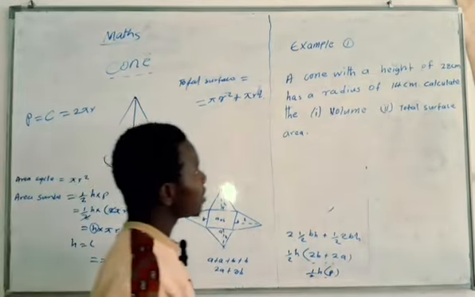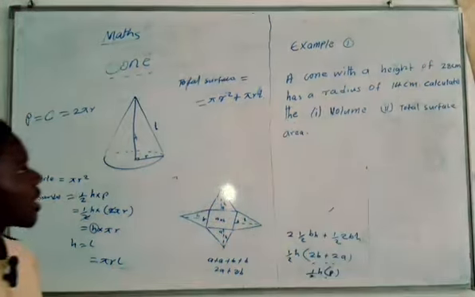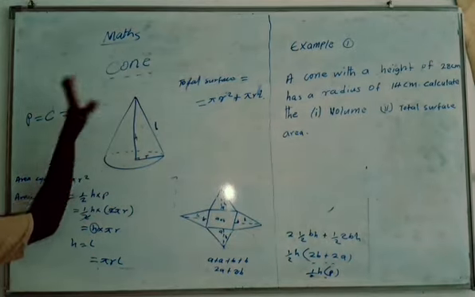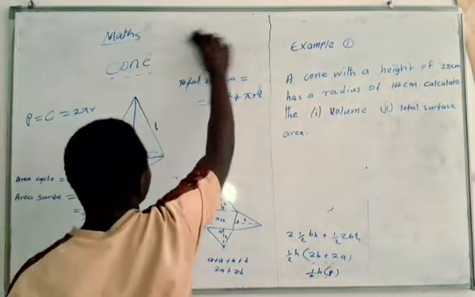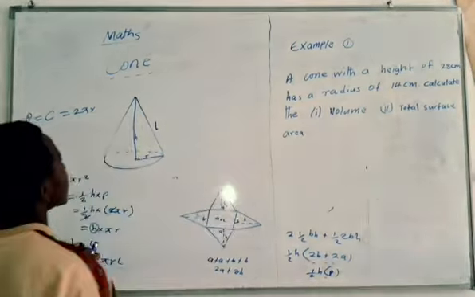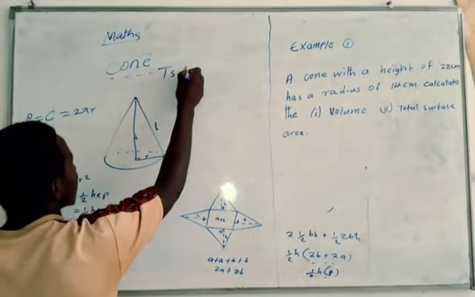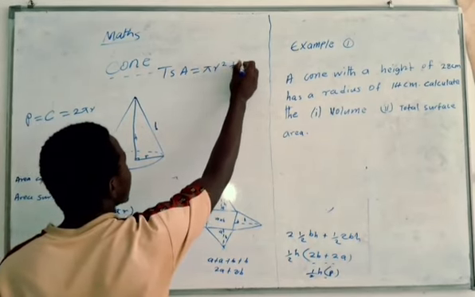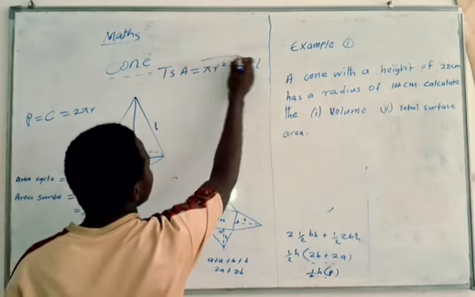Now what about the volume? How do we derive the formula of volume? If you look at the formula of volume for a cone, let me put the area up so we can have it clean here. The total surface area is equal to pi r square plus pi rl. So this is the formula we got.